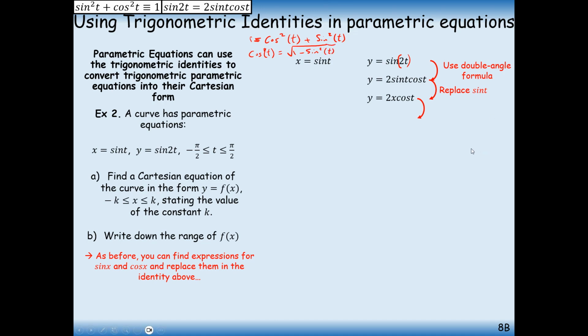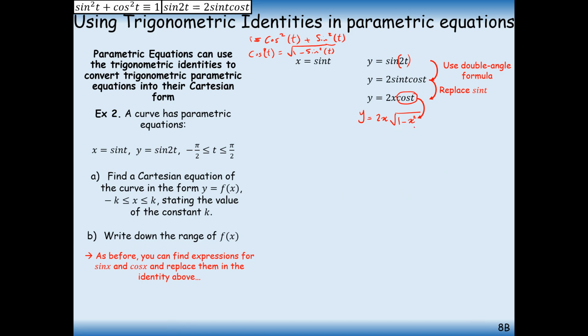So we're going to substitute that x for sine of t, and what we will get is y equals 2x, and replacing this cos t with that expression there, we will have the square root of 1 minus x squared. Okay, so let's see what the constant value of k is.